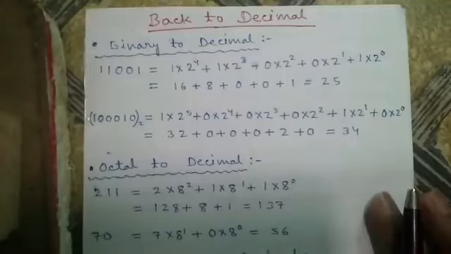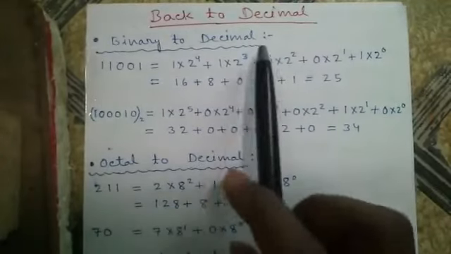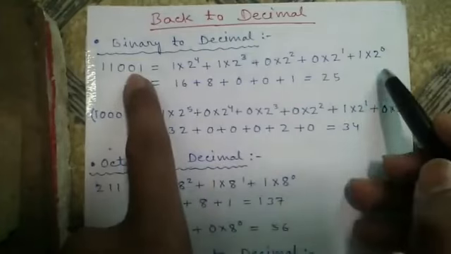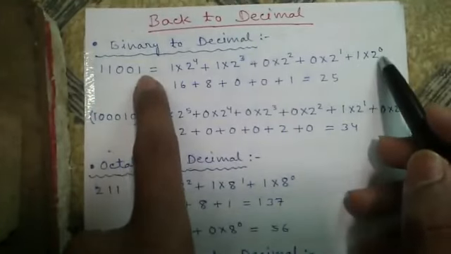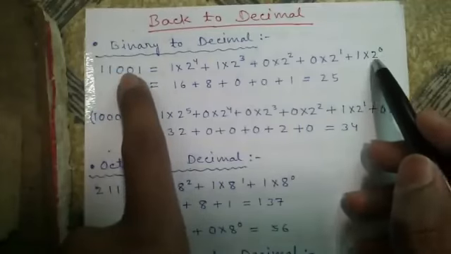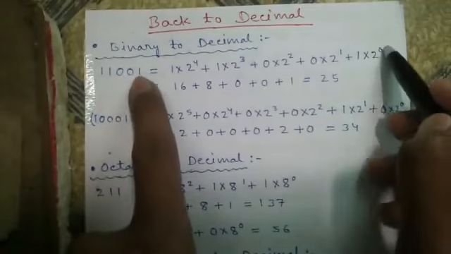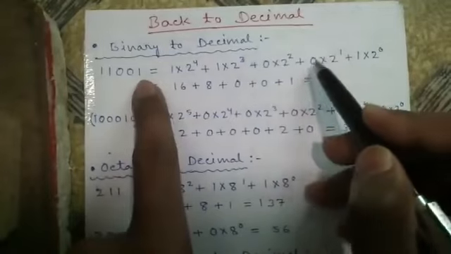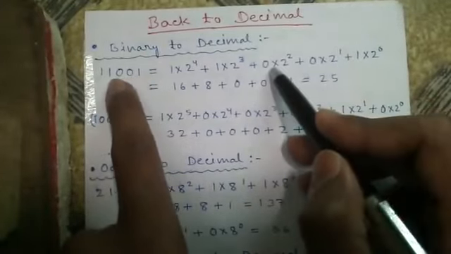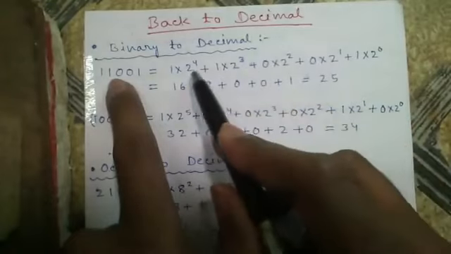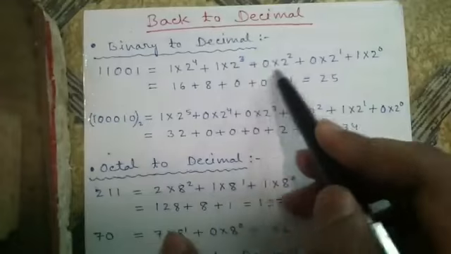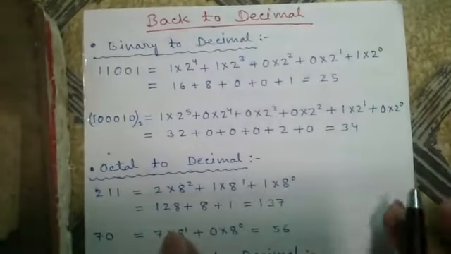Now the reverse conversion, back to decimal conversion: binary to decimal conversion. For that, scan the number from right to left and do this. So 1 into base to the power 0. Our source base is binary, so the base is 2, so base to the power 0, and the power will be increasing. So 1 into 2 to the power 0, 0 into 2 to the power 1, 0 into 2 to the power 2, 1 into 2 to the power 3, and 1 into 2 to the power 4. Add up: 16, 8, 0, 0, 1. It becomes 25. Do it yourself.